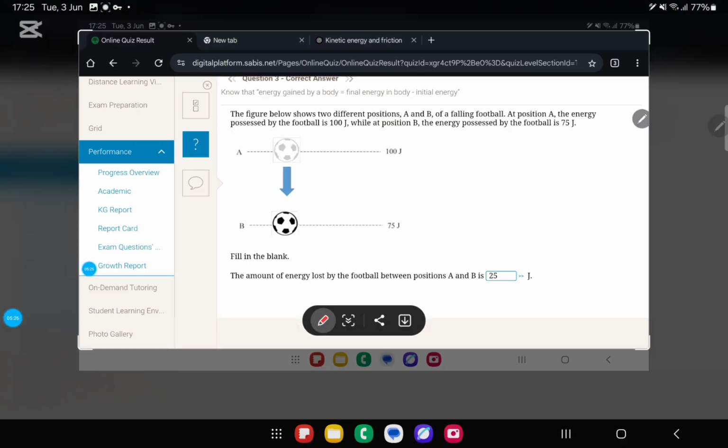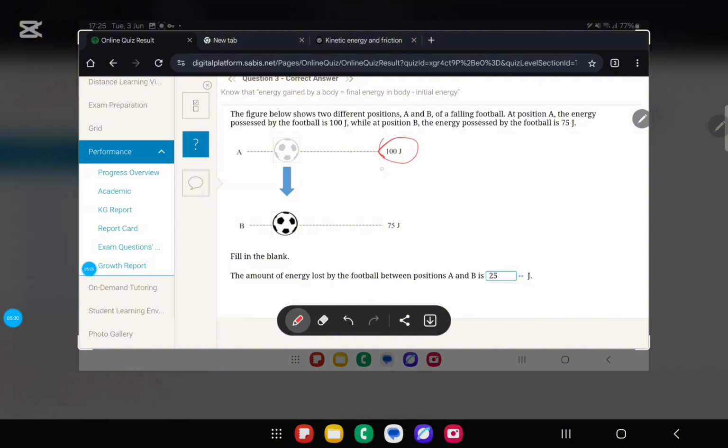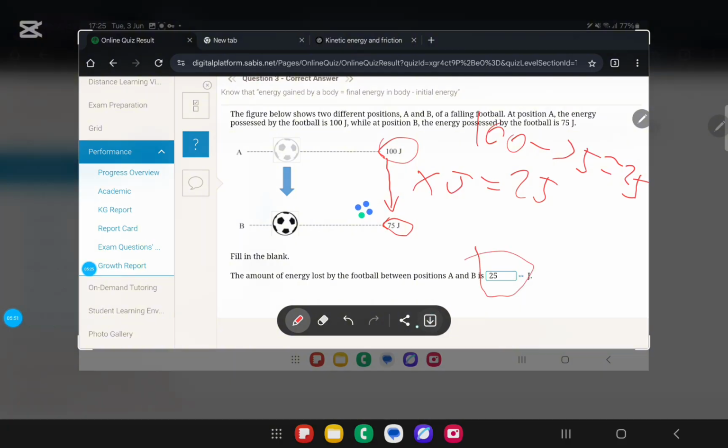This is very simple, it's simple math. At this point, it had 100 joules. Then it fell and lost an amount of energy. It became 75. So what's 100 minus 75? 100 minus 75 is 25. So the energy lost in that process is 25 joules. That's it.